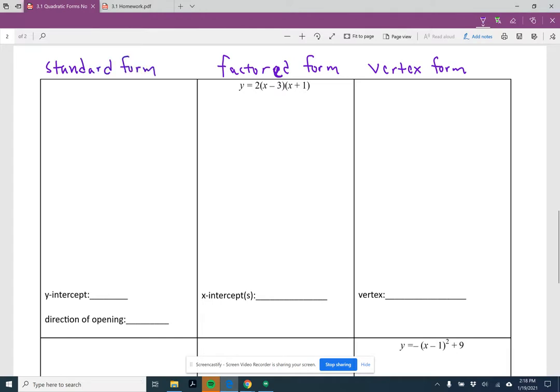Okay, this time we're starting with the factored form, the one in the middle. It's sometimes called intercept form because it's so easy to find the x-intercepts. So notice the x-intercepts are in this column. We're going to find our x-intercepts by replacing the y with 0. Okay, so we've replaced the y with 0.